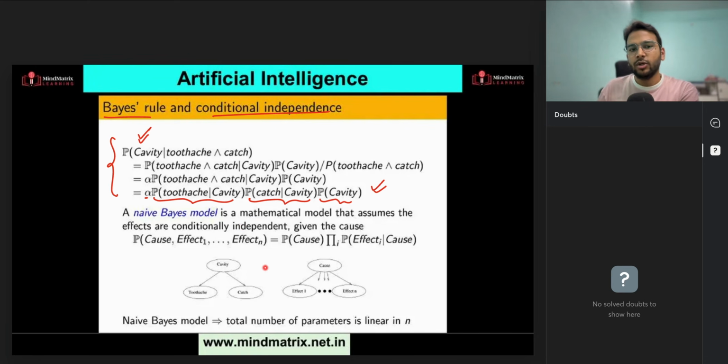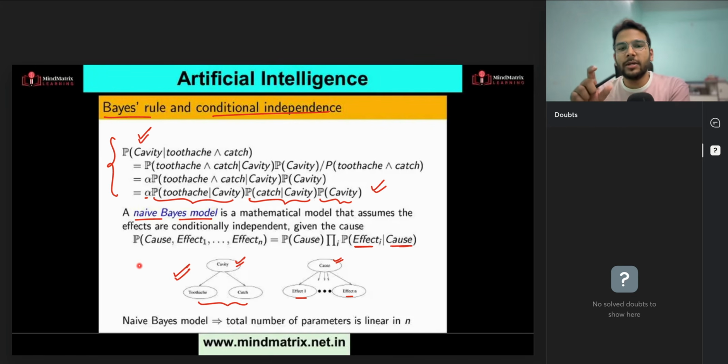So if you see this graph here, cavity is a cause which is having the effects. So you can say given the cause, effects are conditionally independent. And this probabilistic model is nothing but your naive Bayes model that you study in machine learning. Is this clear? Okay. So this is saying that given a cause, all the effects are conditionally independent.